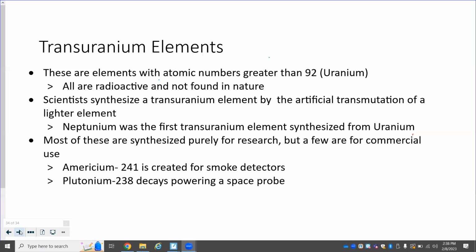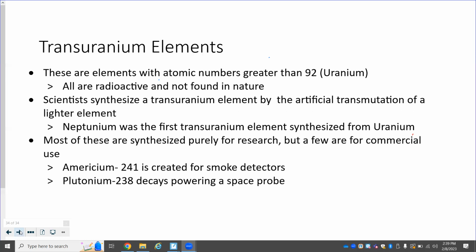Most of the transuranium elements are synthesized just for research, to see if we can make something and what its properties would be. But there are some that actually serve a purpose and are used commercially. Some of these you even have in your house, like americium-241, which is created for smoke detectors. There's a sample of that in the smoke detector, and that's what reacts when exposed to smoke and causes the alarm to sound.